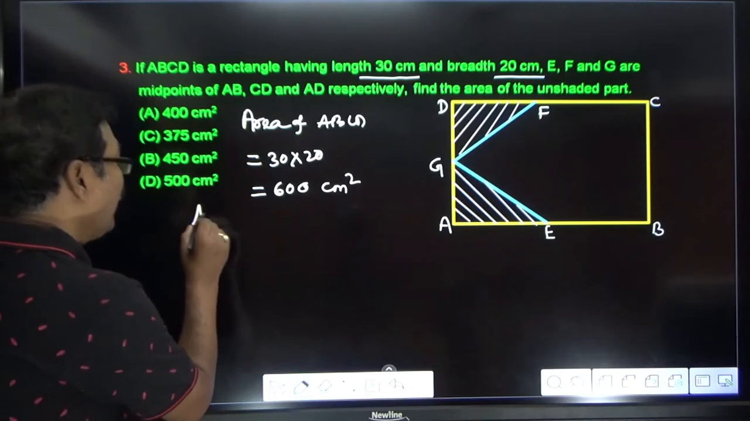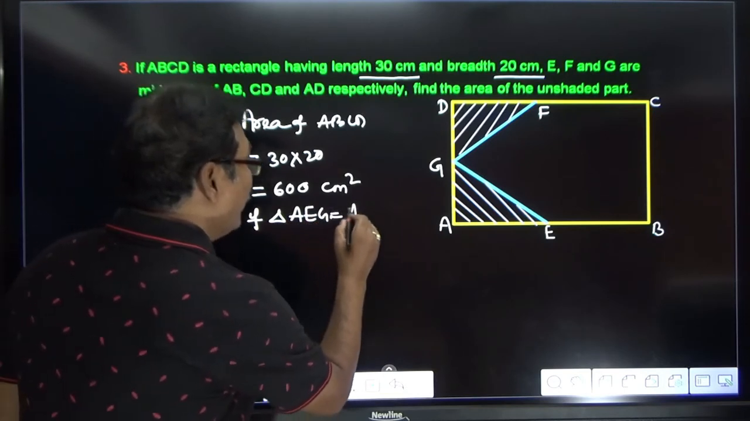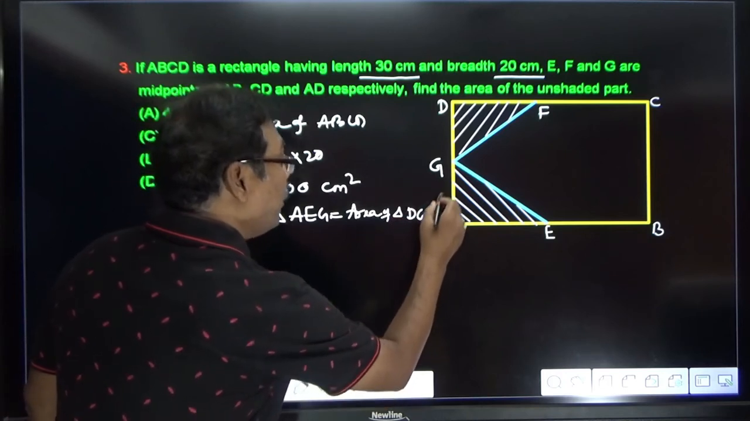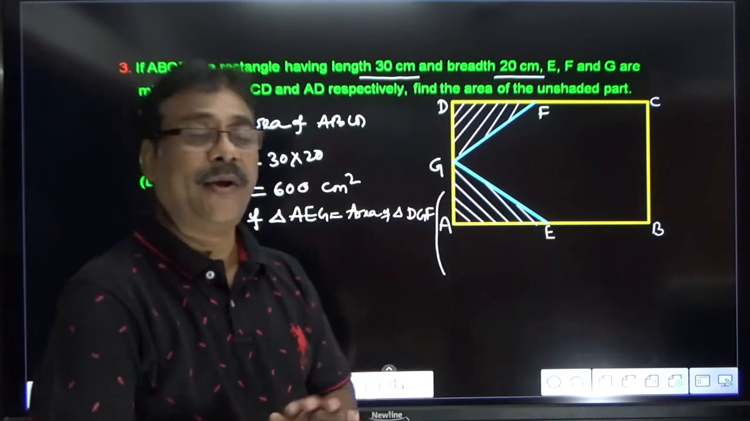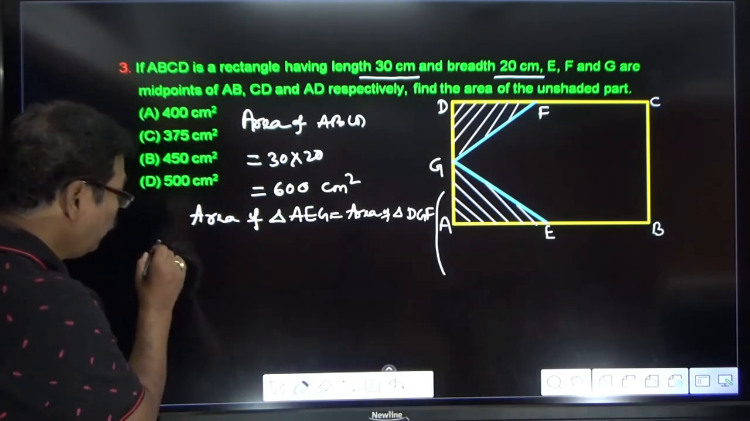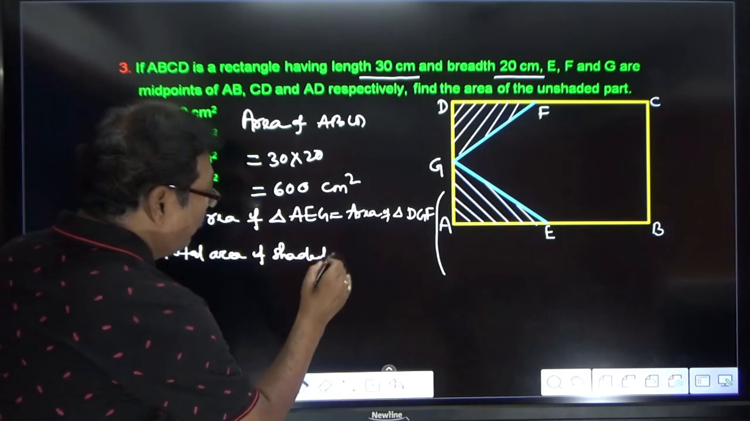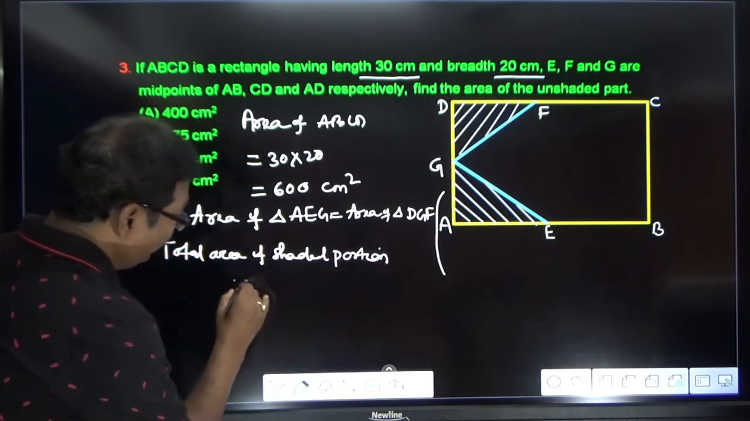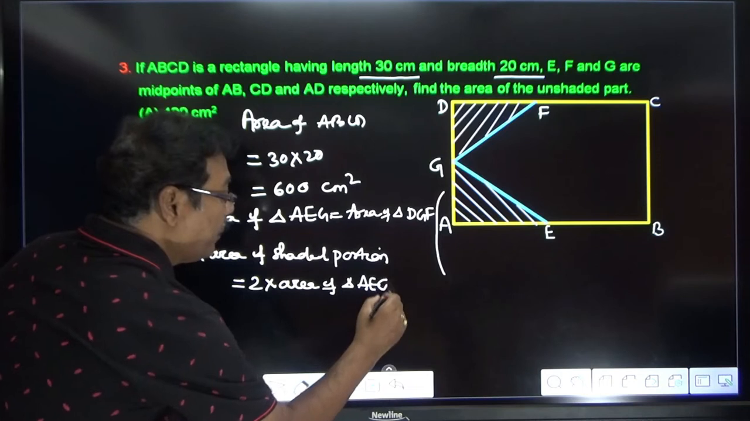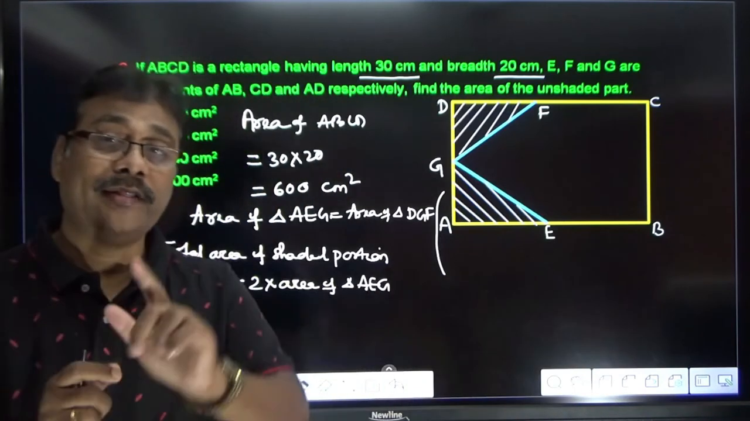So I can write area of triangle AEG is equal to area of triangle DGF. Okay? These two areas are equal because it looks symmetrical. So, how to find out the total area? Total area of shaded portion is equal to 2 into area of triangle AEG.